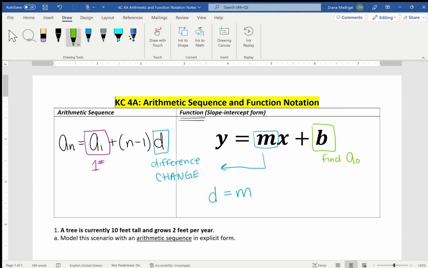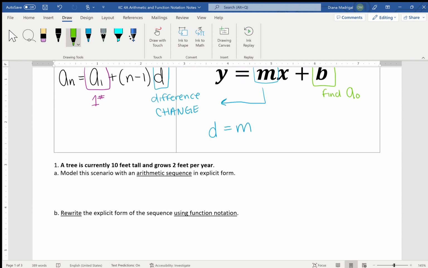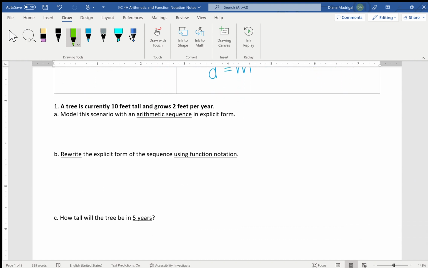So these are the two equations that we're going to use. Again, it shouldn't be anything new. It shouldn't be hard. It's a review. So here we go. Make sure you read every part of the question. As you can see, I even put the problem in bold. It says a tree is currently 10 feet and grows 2 feet per year. So currently, that means that's how much is starting. That's your A1. And it grows 2 feet, that means that's a change. This is going to be letter D and M.